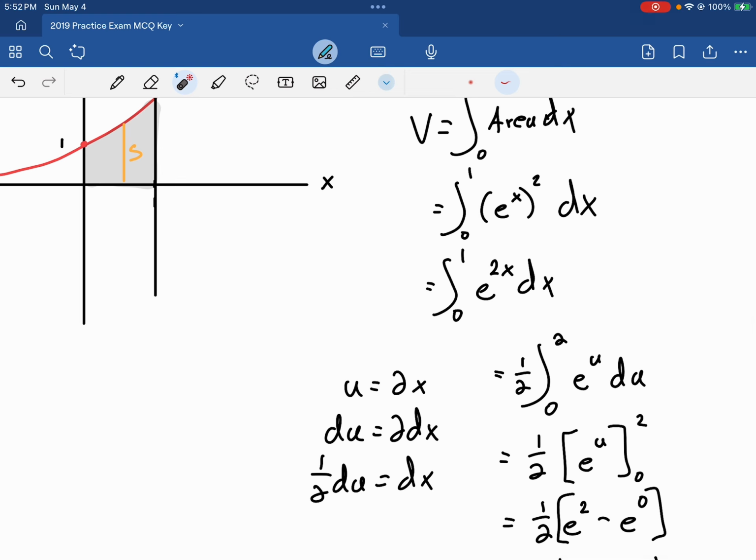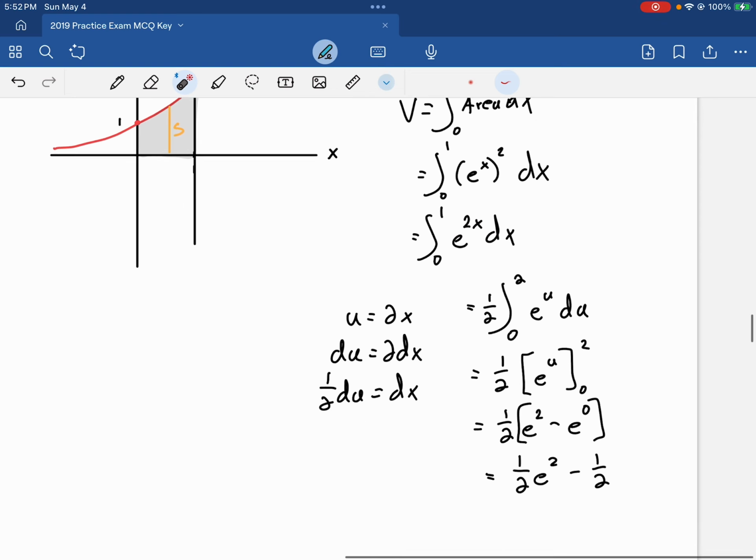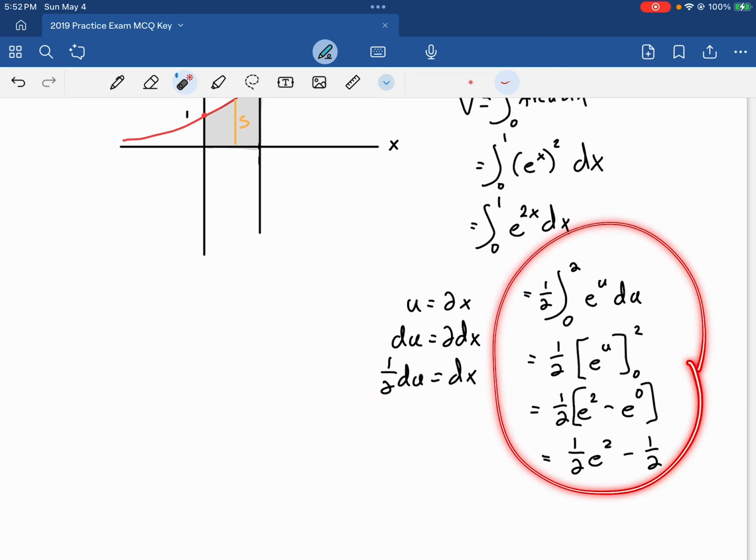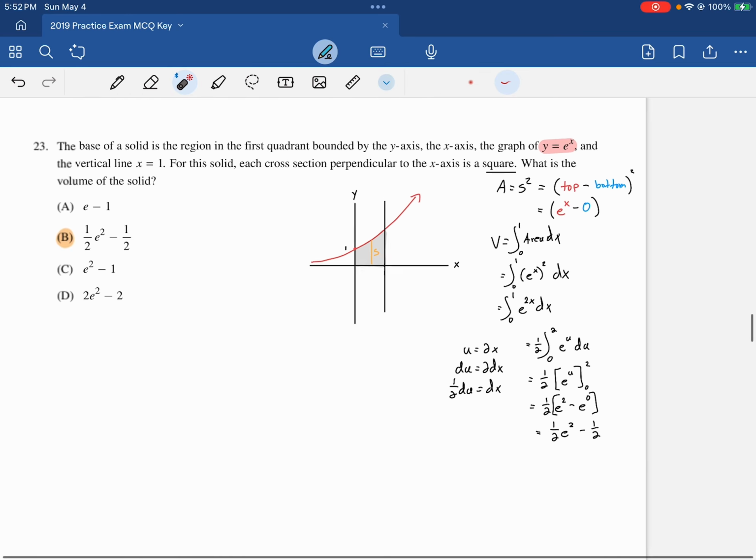Using your rules of exponents, 2 times x gives me 2x. This is one where if it's anything besides e to the x, you want to run u substitution. Shout out to Soulja Boy, where I pick my exponent to be 2x, take the derivative of both sides, and I end up with a 1/2 du replacing my dx. I go full u land here. And if you integrate this one step at a time, you should get choice B.